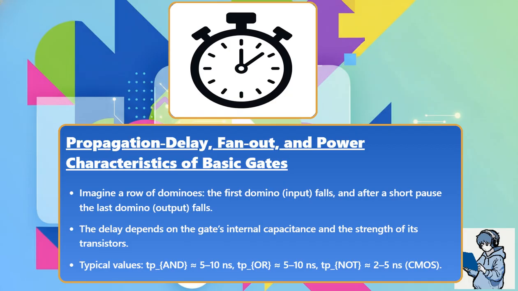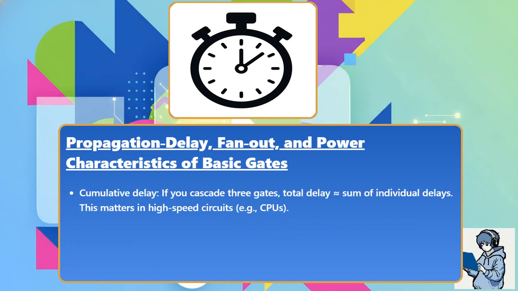Typical values: tP of AND approximately 5 to 10 nanoseconds, tP of OR approximately 5 to 10 nanoseconds, tP of NOT approximately 2 to 5 nanoseconds, in CMOS. Cumulative delay: if you cascade 3 gates, the total delay is approximately the sum of the individual delays. This matters in high-speed circuits, for example CPUs.